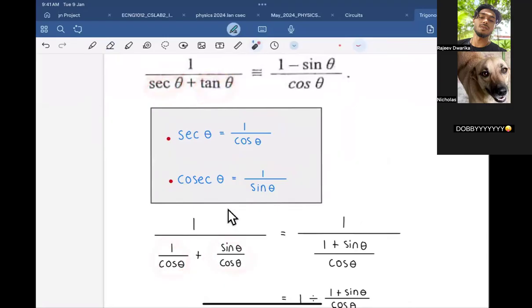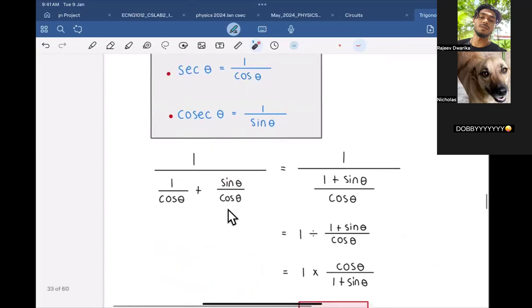Right. Cool. Now in the denominator, you have two different fractions. So what we have to do is add them. Now, why don't we have to find the LCM here? Oh, both of them have cos on the bottom. Exactly. They have the same denominator, so you don't have to find the LCM. You can just add, right?